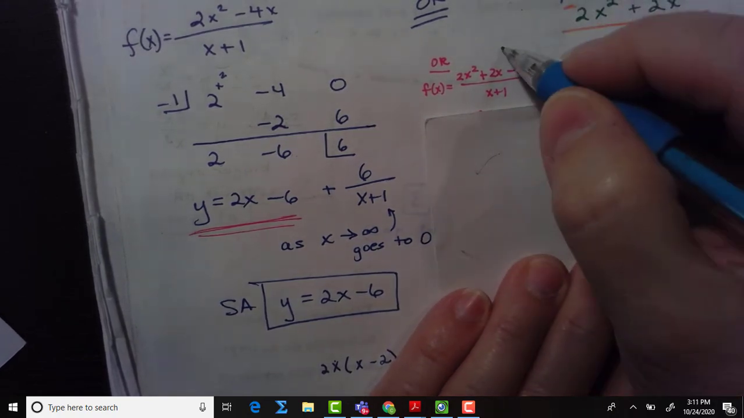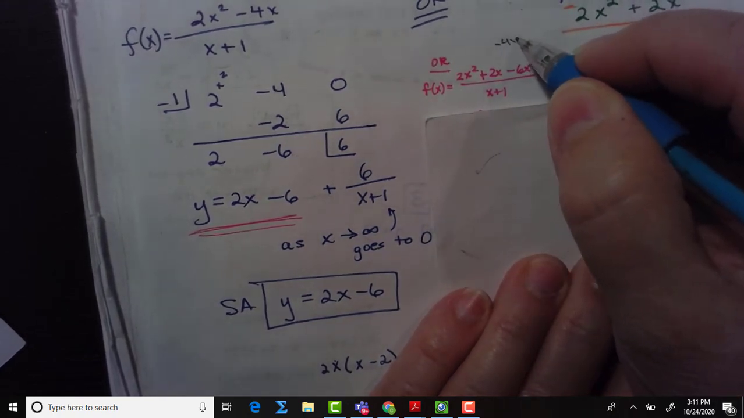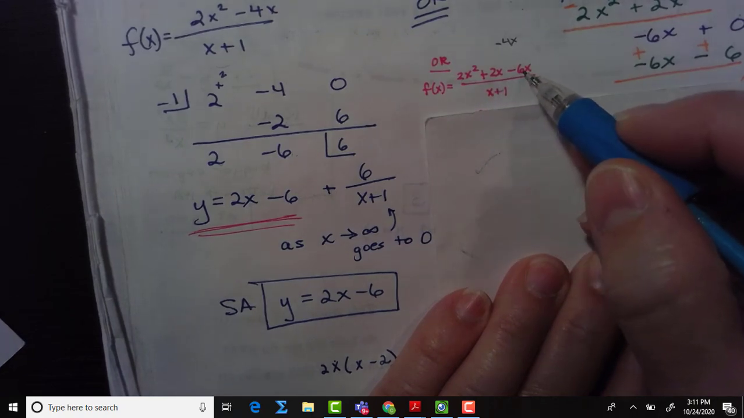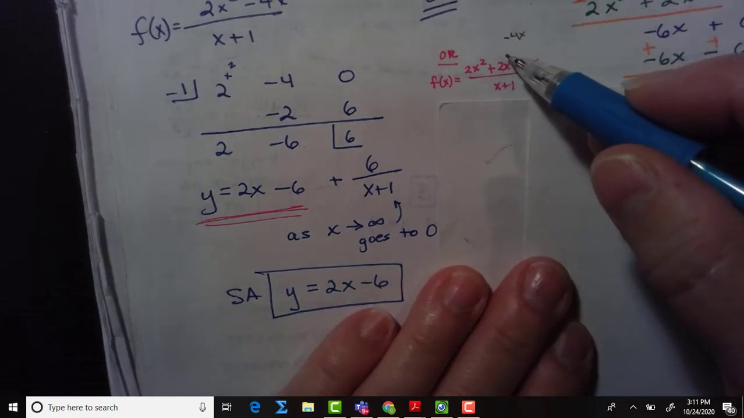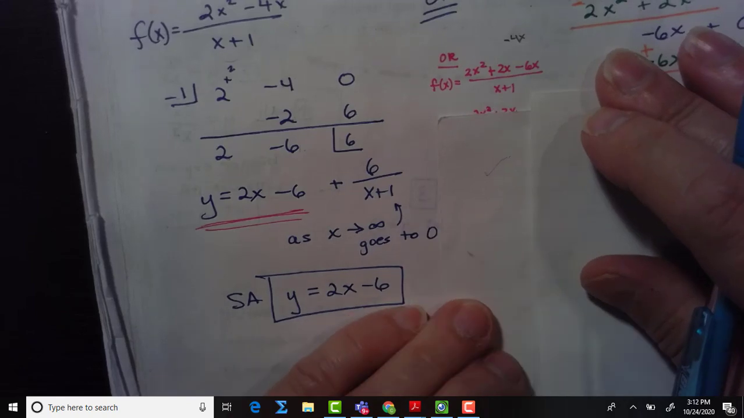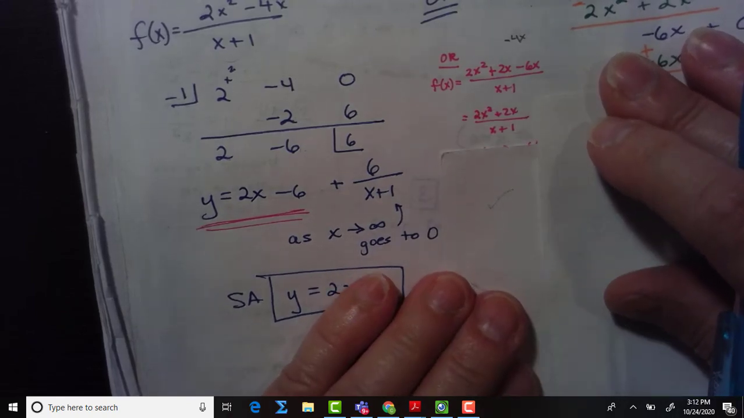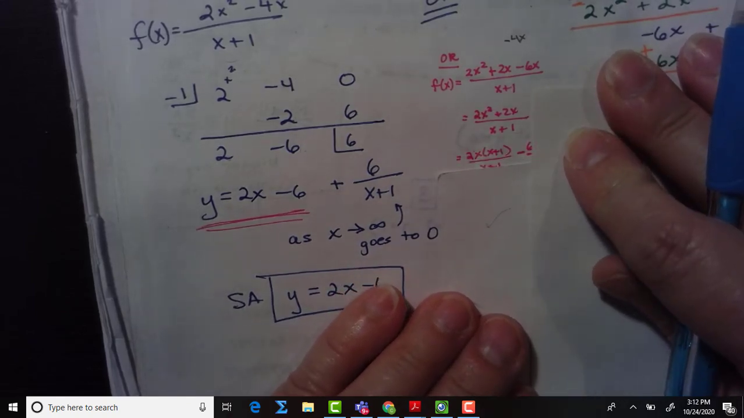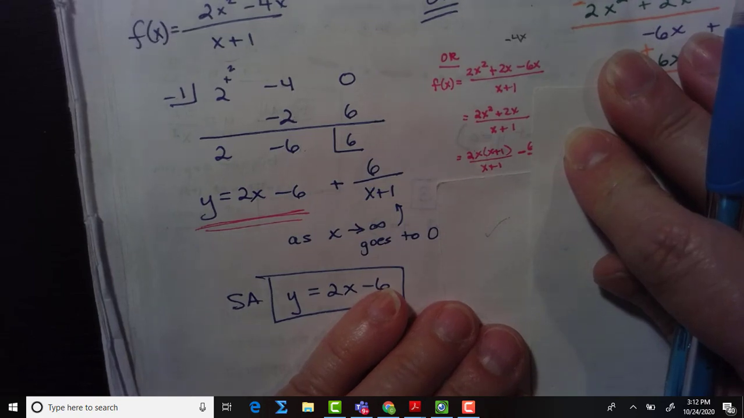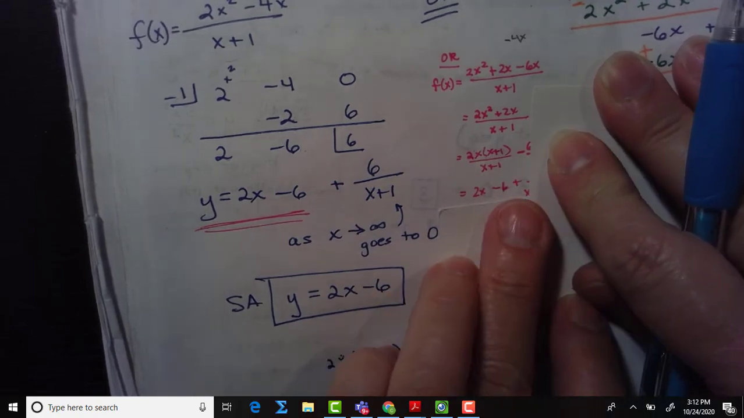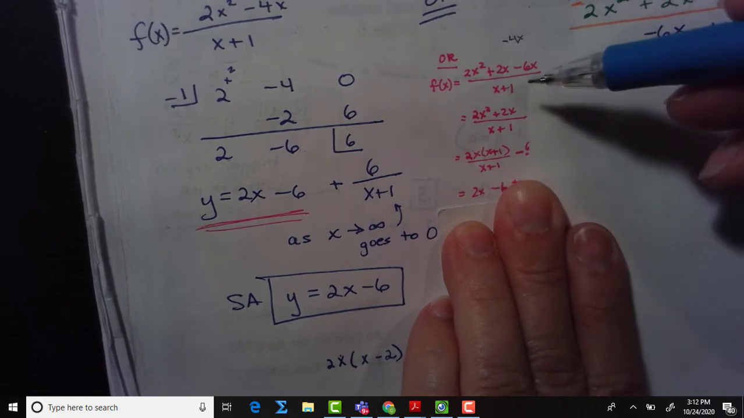My negative 4x could be written as positive 2x minus 6x. I'm going to write these two terms over x plus 1. Notice that I can factor out the 2x, and the x plus 1's cancel, and that is going to leave me 2x. Now what happens here?